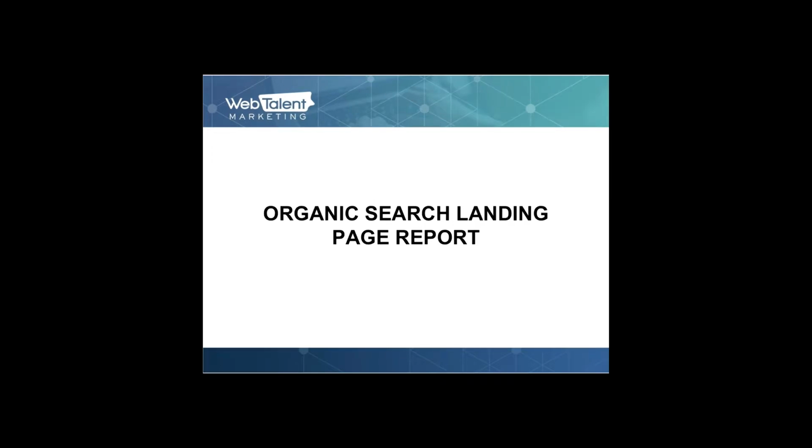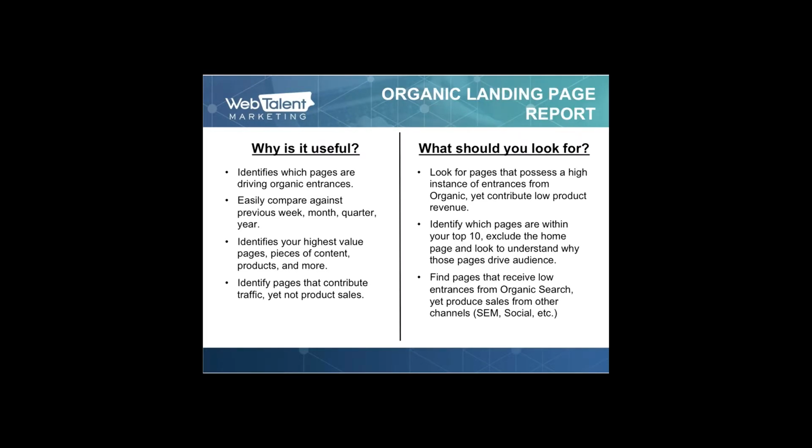The next report we're going to talk about is Organic Search Landing Page Report. This particular report is really useful because it helps you understand organic entrances, which are one of the most important things as it relates to your organic search performance. It allows you to understand what are the first pages that users are getting to when they interact with your site. And again, like most Google Analytics reports, you can compare this over previous week, month, quarter, year.